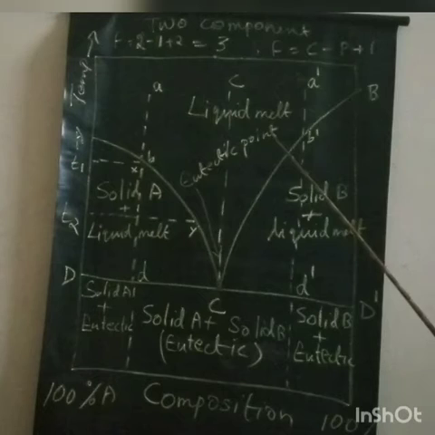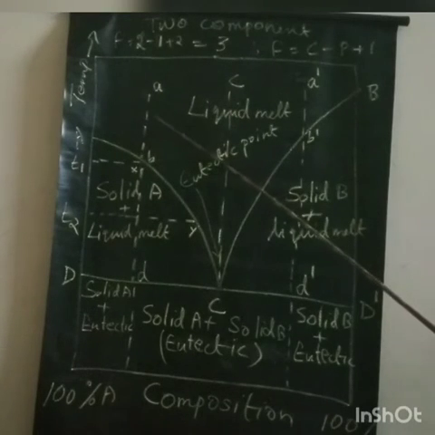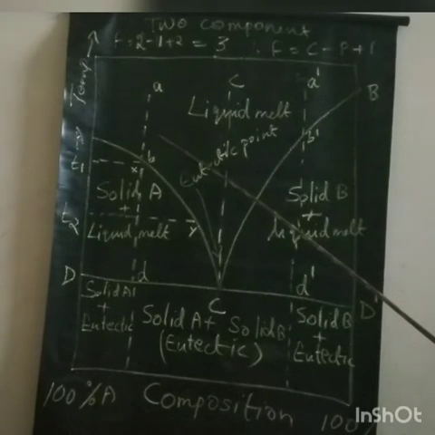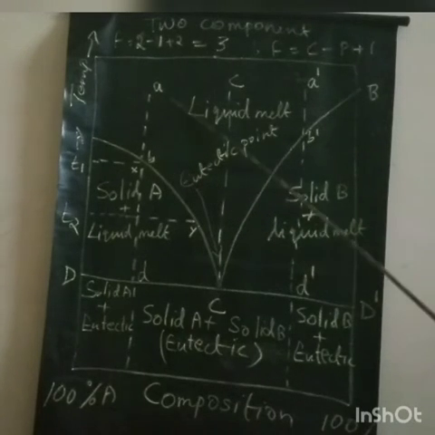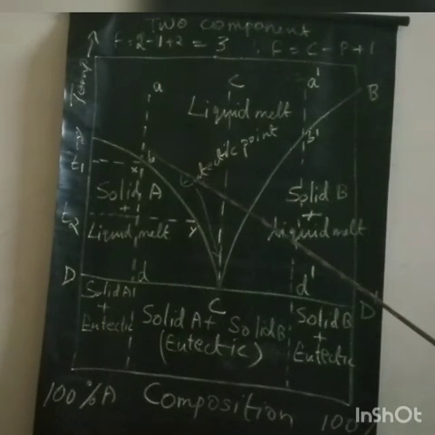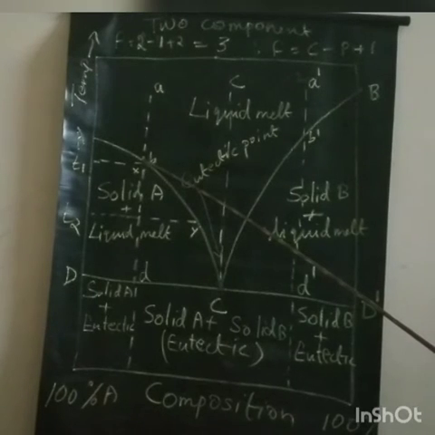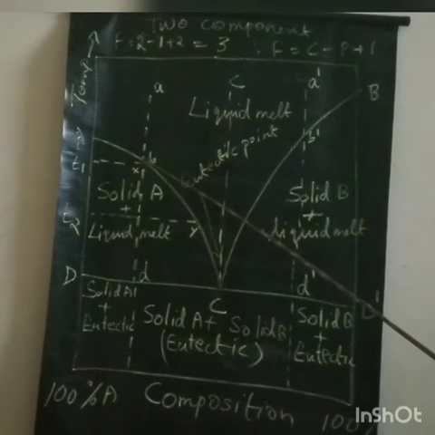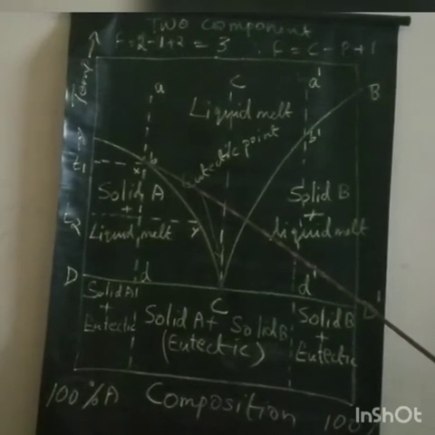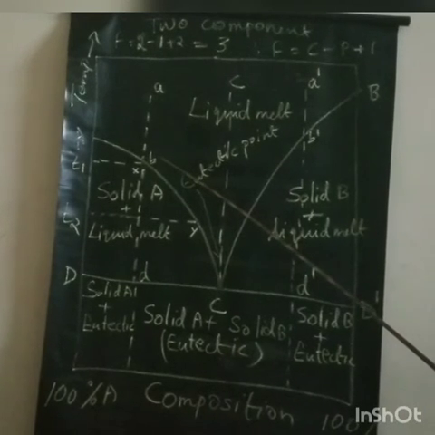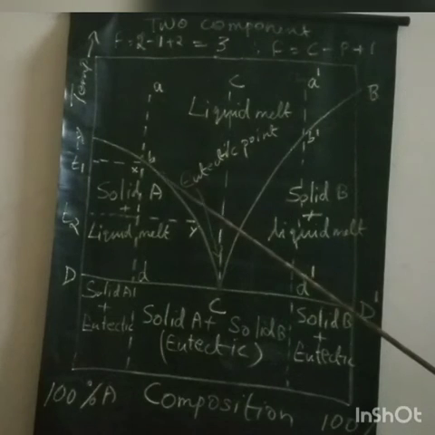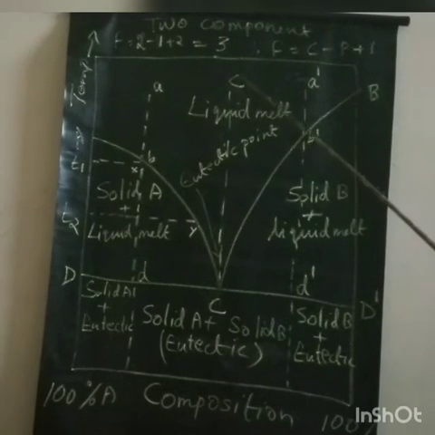Then suppose the temperature is falling as we cool it. The temperature will fall without any change in composition until the point B is reached. Now B is on the freezing point curve of A. That means A starts to freeze out. A starts crystallizing out at the point B.